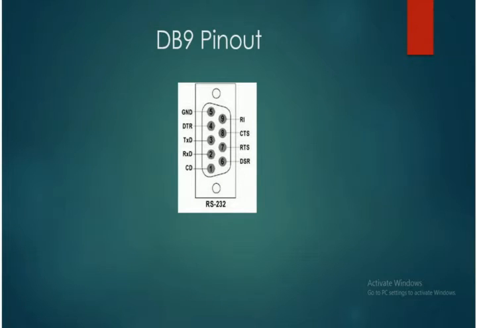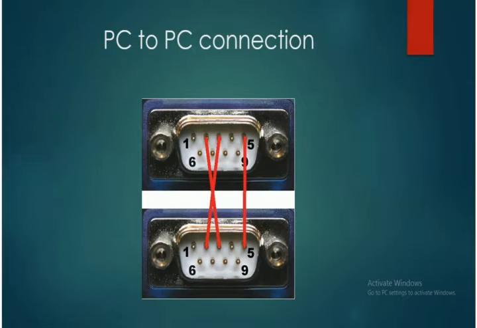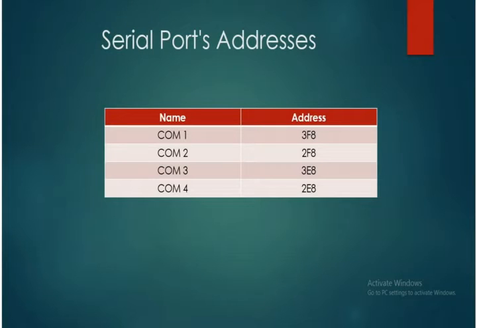Now this port is available as a DB9 connector. You may have noticed it on your CPU also. We will connect serial ports of 2 PCs like this. Transmit pin of one PC connected to receive pin of other, and vice versa. That is pin 2 of first PC connected to pin 3 and pin 3 of first PC connected to pin 2 of other PC, and ground connected to ground.